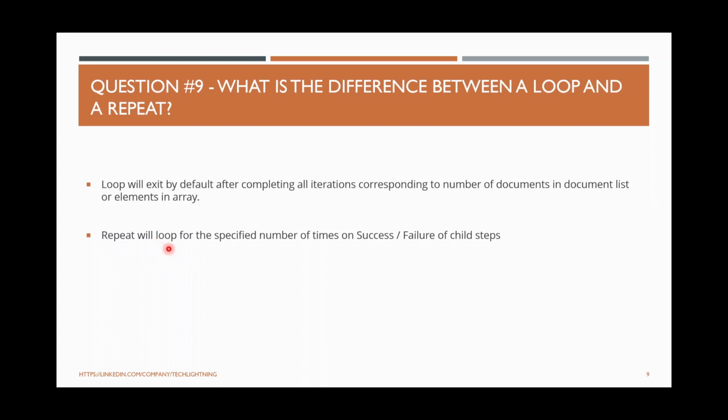And then repeat. Repeat is mainly to loop for a specified number of times. For example, I want to invoke some set of child steps 5 times or 10 times. Then I can specify the number of times my repeat has to execute. That I can configure. And I can also mention repeat on failure or repeat on success in my particular step, so that the repeat will happen only in case of success or failure.